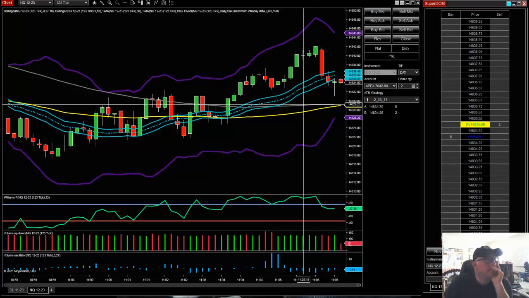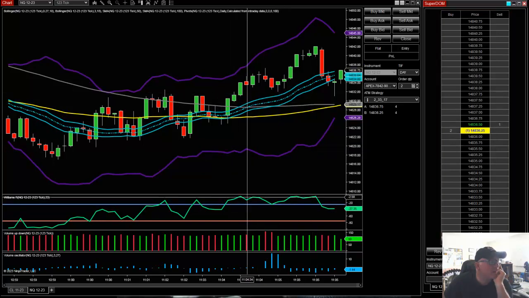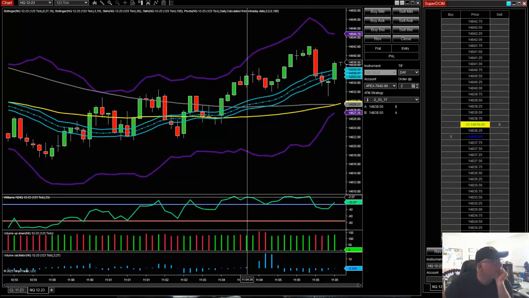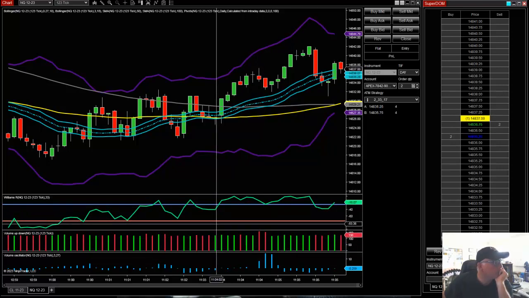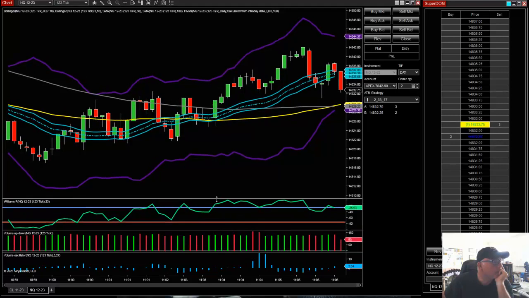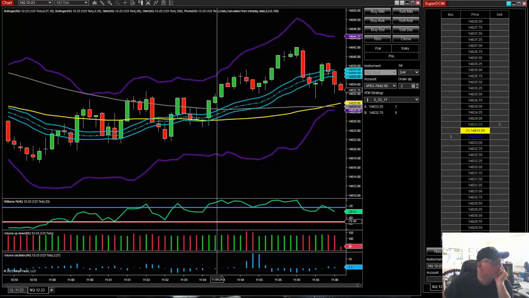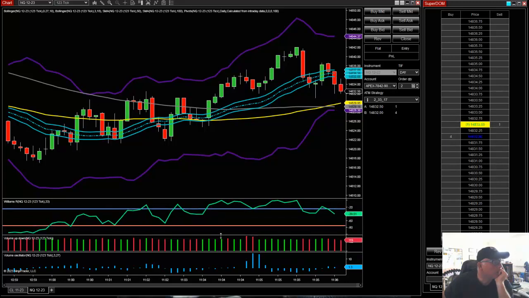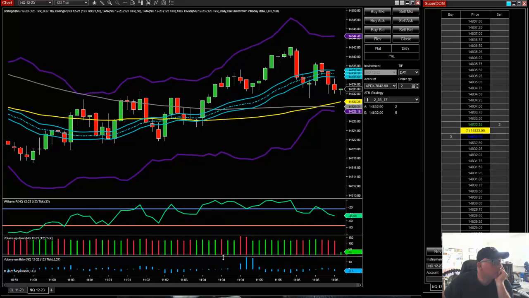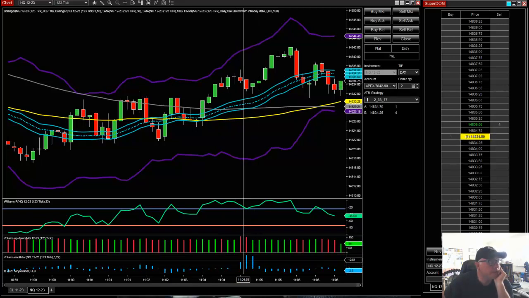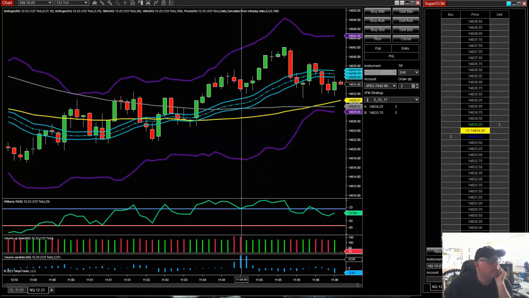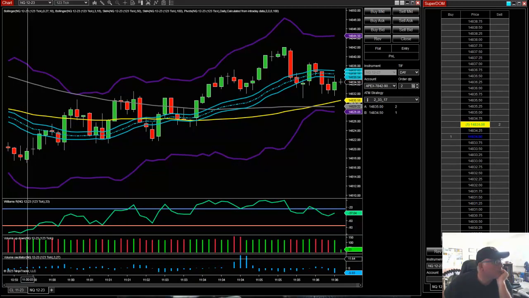This is a Williams percent R. I think that's the only indicator I have on here now. I used to have MACD. And I put these volume figures on here to kind of show me where there's a press in volume, oscillator.